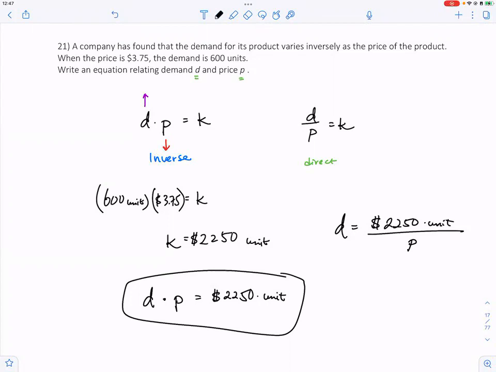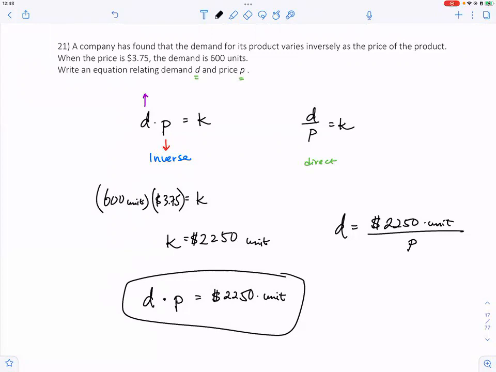So that would be a good model for you to think about if I change the price from $3.75 to, let's say, $5. What would the demand be? You can just substitute $5 for the price, and you can actually do 2250 divided by 5, and that would give you 450. So the demand would be 450 units. You can see the dollar sign would be canceled out if you put in $5 for the P value.